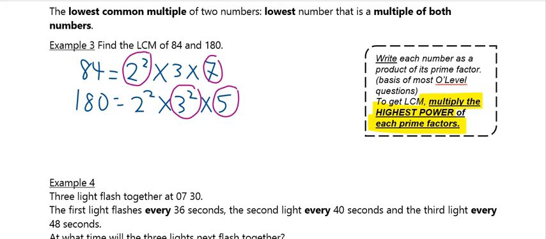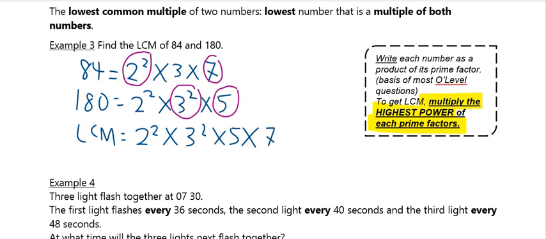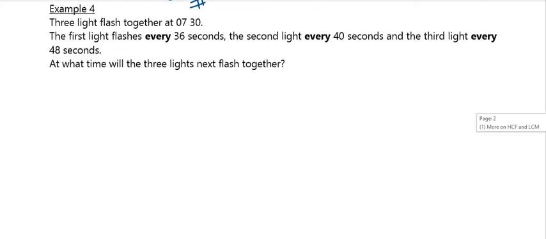So your LCM will be 2 power 2 times 3 power 2 times 5 times 7. When you multiply, it will become 1260. So there you have it for LCM. And then the next one will be example number 4.